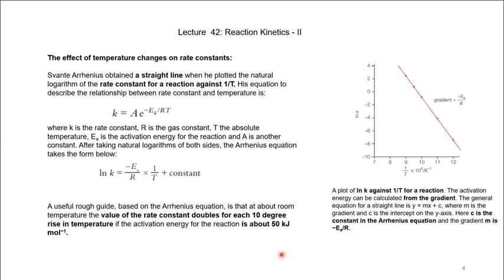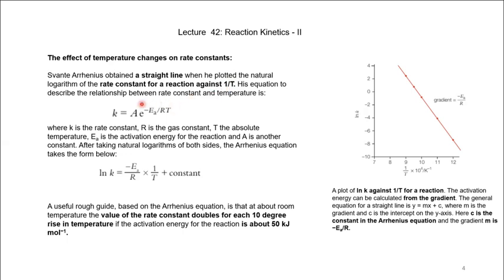Okay, then we go for this effect of temperature changes on rate constant. What is that? Well, you do remember, I hope at least, Svante Arrhenius, a Swedish chemist and Nobel laureate, who had many contributions to chemical reactions. He obtained a straight line when he plotted the natural logarithm of the rate constant for a reaction against 1 upon T. T is in Kelvin.